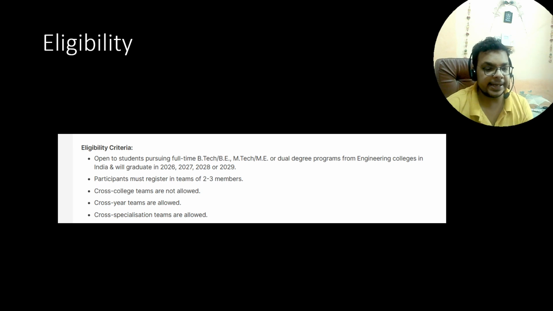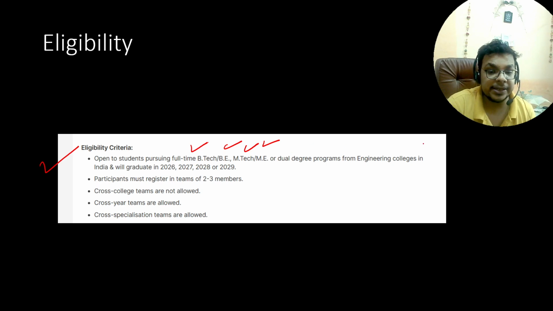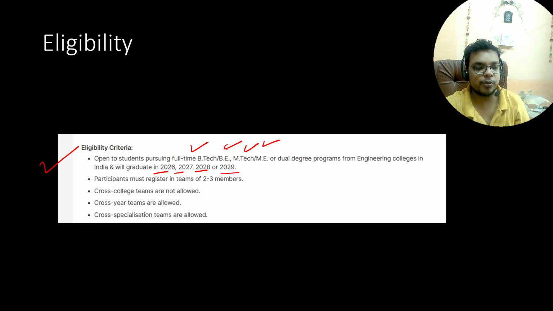The eligibility criteria says it is open to students pursuing full-time BTech, BE, MTech, ME or dual degree programs from engineering colleges in India and will graduate in 2026, 27, 28 and 29. Means these four passing out batches are eligible to participate from engineering degrees and dual degree programs.